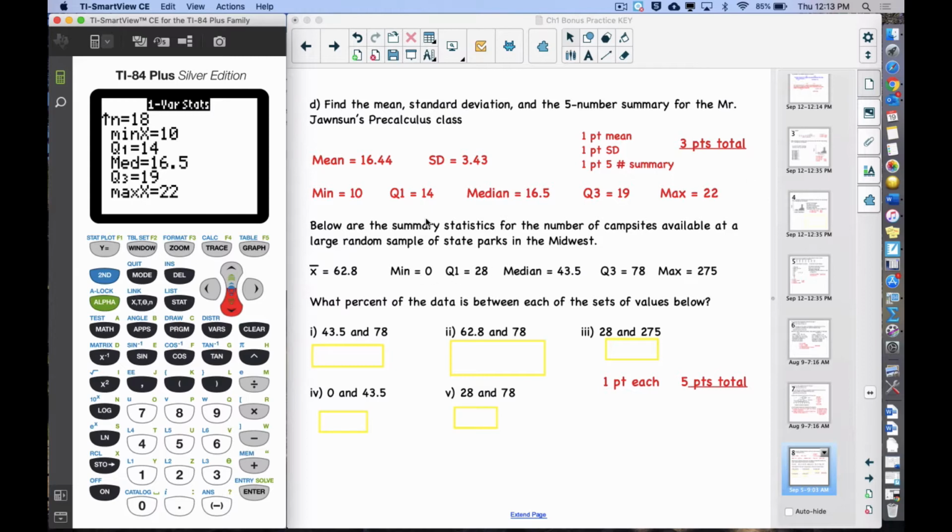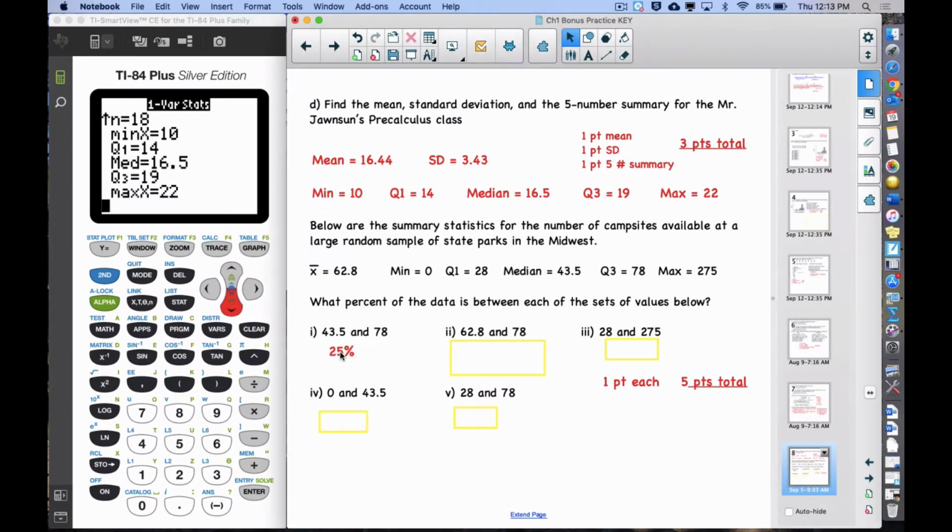And then last but not least, this is probably more how you'd see this kind of question. I didn't love the way I had it set up on the worksheet originally. But here they give you the stats for a large random sample of state parks. This is the number of campsites available at a large sample of parks. If all we know is the mean and the 5-number summary, what percent of the data is between 43.5 and 78? Well, 43.5 is the 50th percentile, 78 is the 75th percentile, so there would be 25% of our data between those two values when you're talking about a large sample.